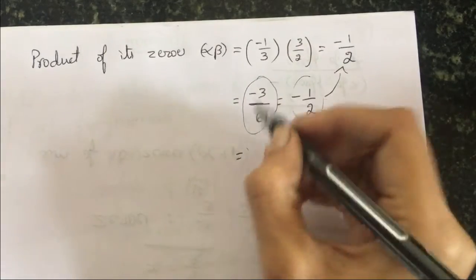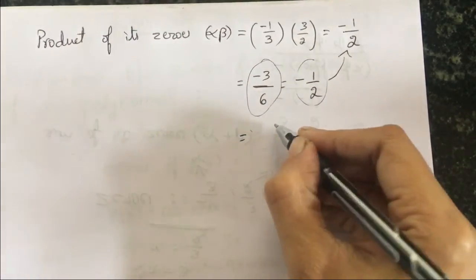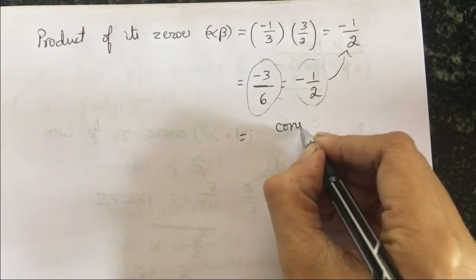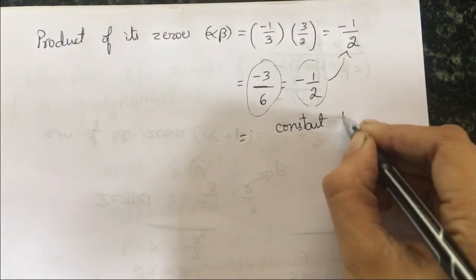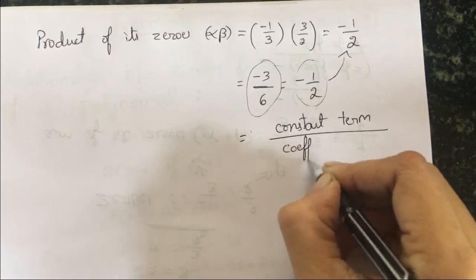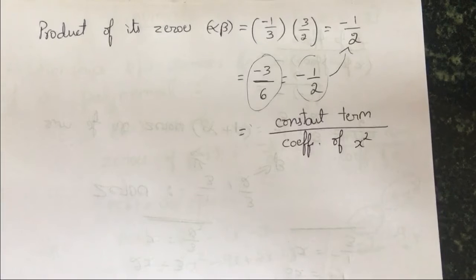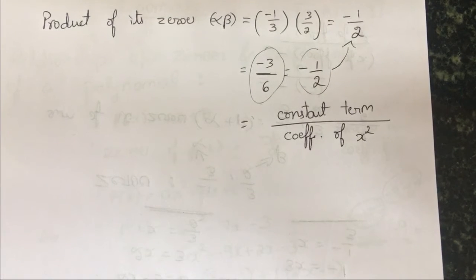So I can write product of zeros is nothing but constant term divided by coefficient of x square. Did you get it?